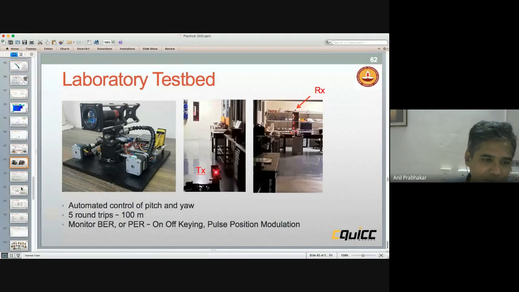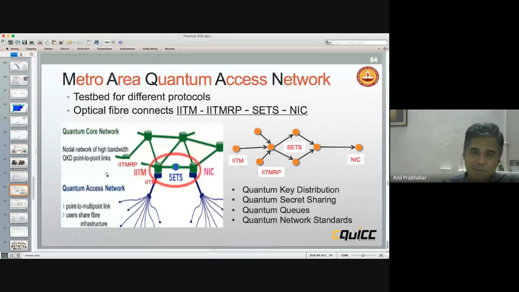Why is all this useful? Well, this is the reason it is useful. So we are setting up this metro area quantum access network. The metro area, or it's a nice acronym, it's called MACAN. So the way MACAN works is we have nodes at different locations. We have IIT-Madras, we have IIT-Madras Research Park, we have the Society for Electronic Transaction Security, and you have NIC.